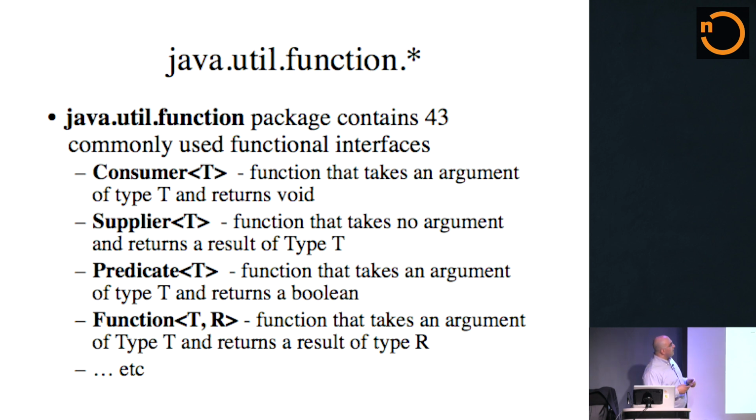Or maybe you have a function that takes no argument and returns something. Then you would use Supplier. Or maybe you have a function that takes an argument and returns true or false. Then you would use Predicate. Or maybe you have a function that takes an argument and returns a value. Then you would use Function<T, R>, right? So for the most common cases, where you need a lambda that takes something and returns something, look in java.util.function before you go off and code your own interface. Everybody clear about that?